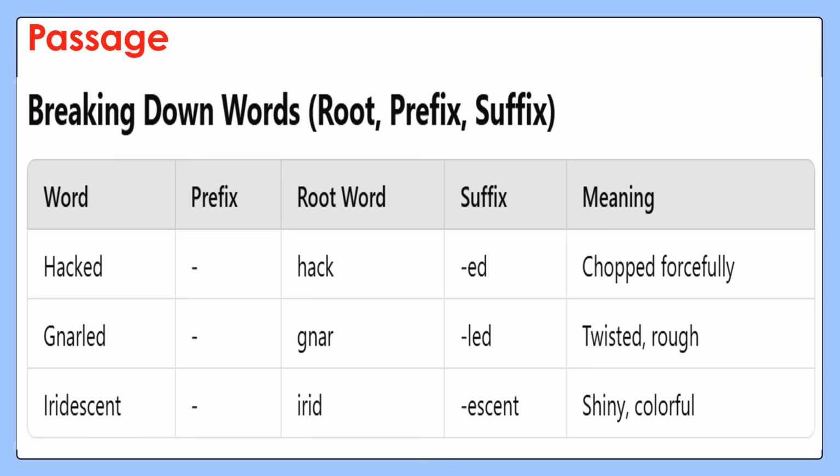Breaking down words: root, prefix, and suffix. Word is hacked, root word hack, suffix ed, meaning chopped forcefully. Word is gnarled, root word is gnar, suffix is led, meaning twisted or rough. Last is iridescent, root word is irid, suffix essent, meaning shiny, colorful.